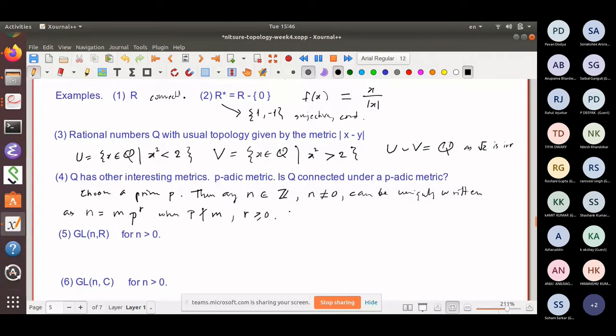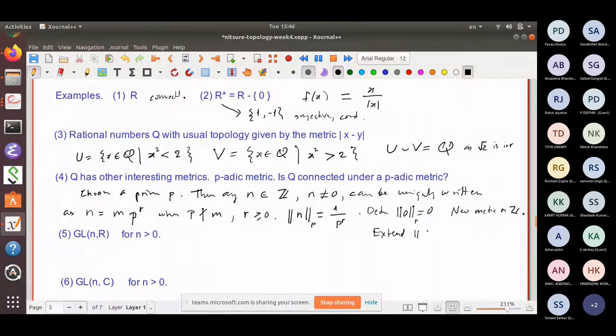So the p-adic norm of n is defined as norm of n equal to 1 upon p to the power r. And define norm of 0 to be equal to 0. So this gives a new distance on Z, a new metric. Let's call this the p-adic norm.